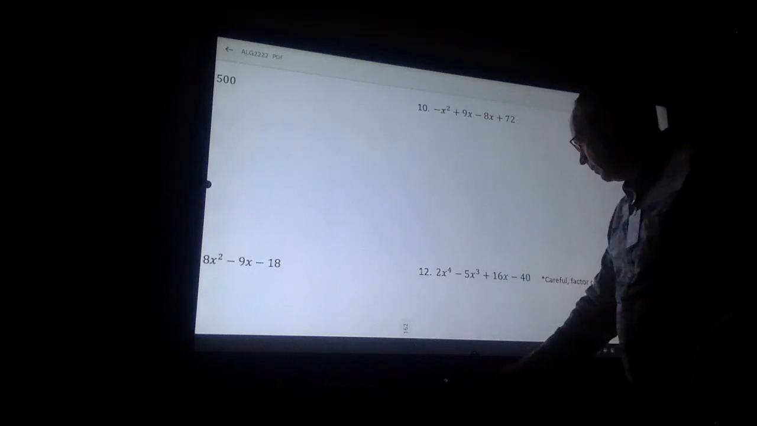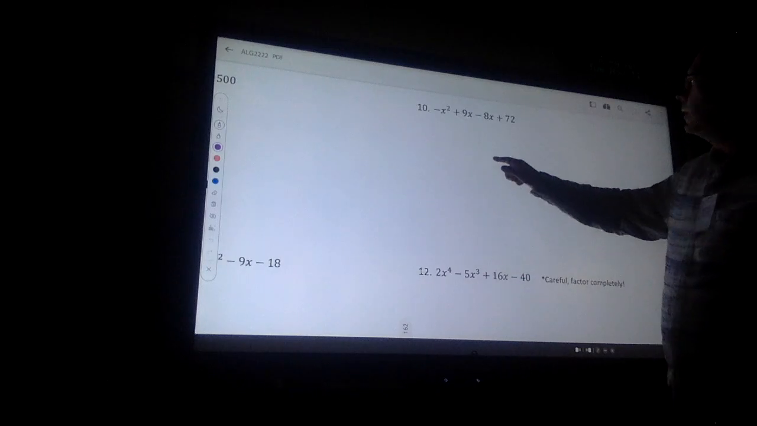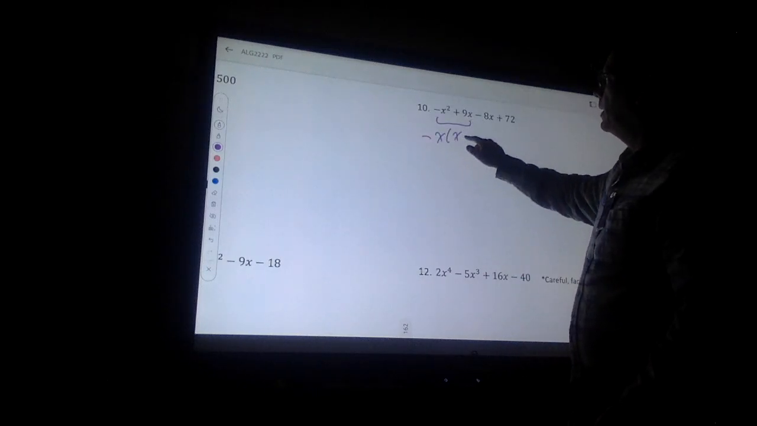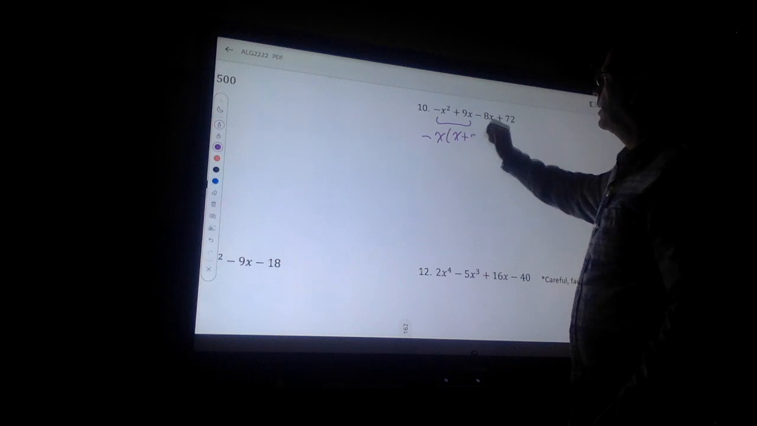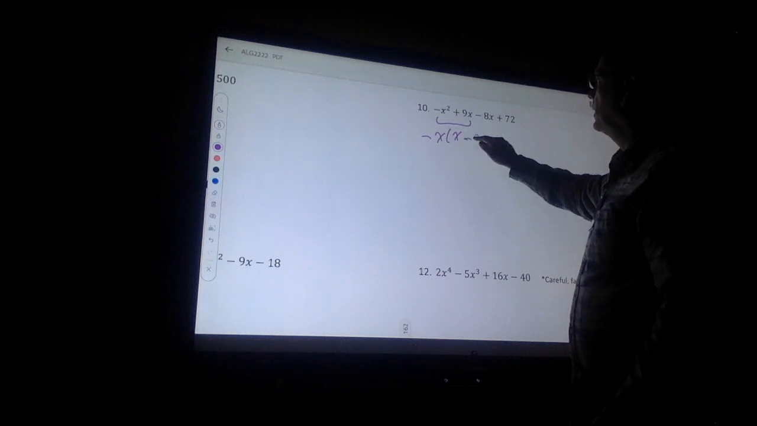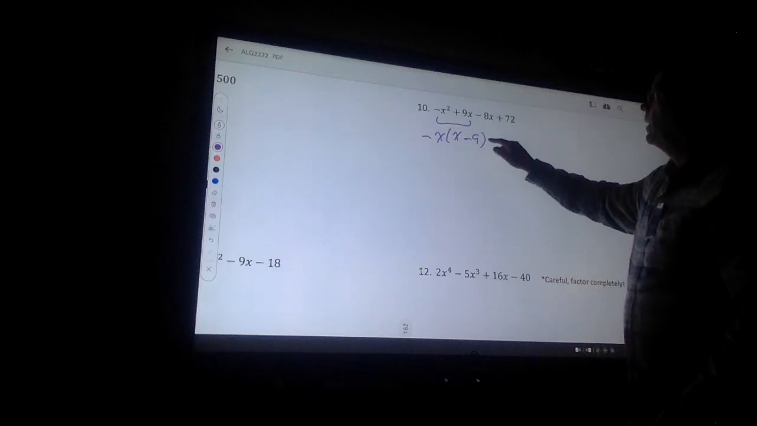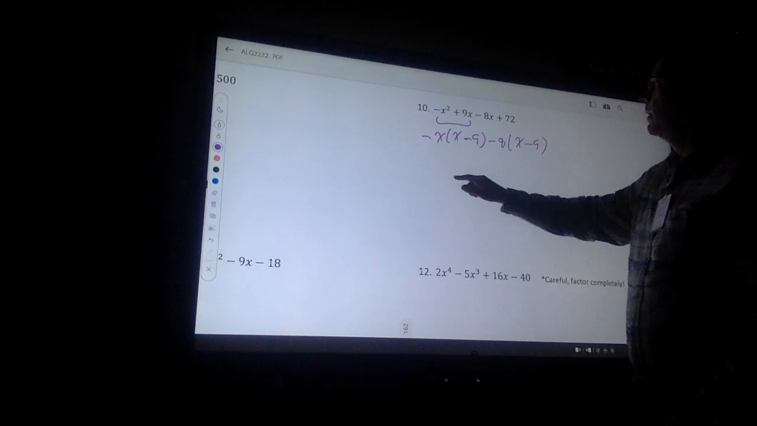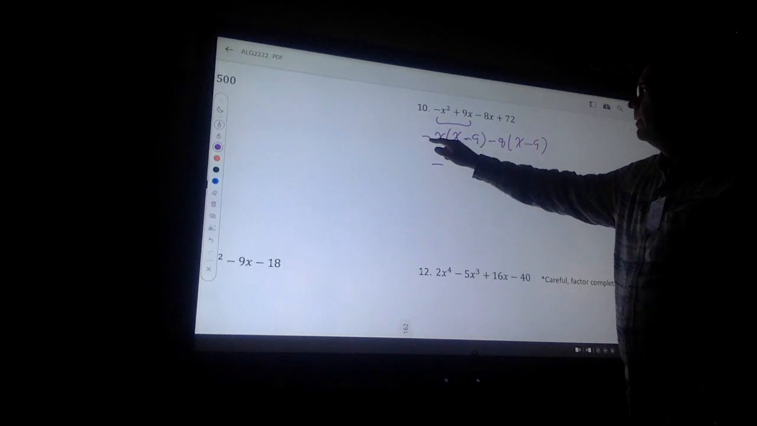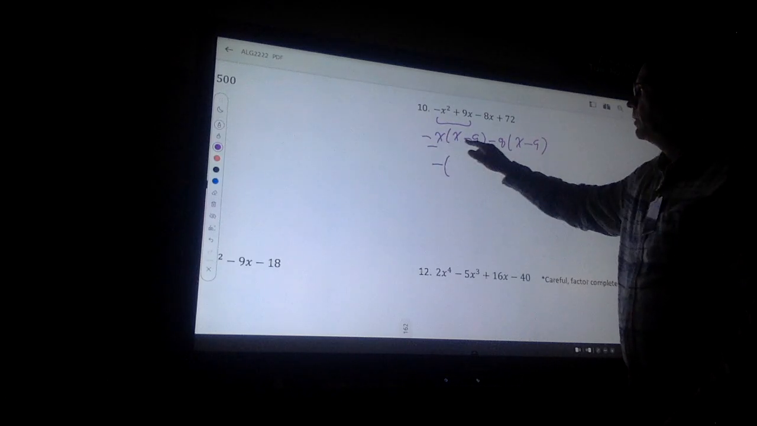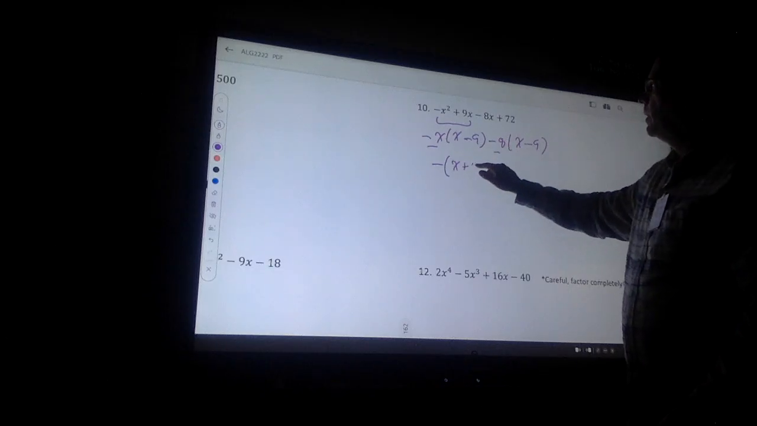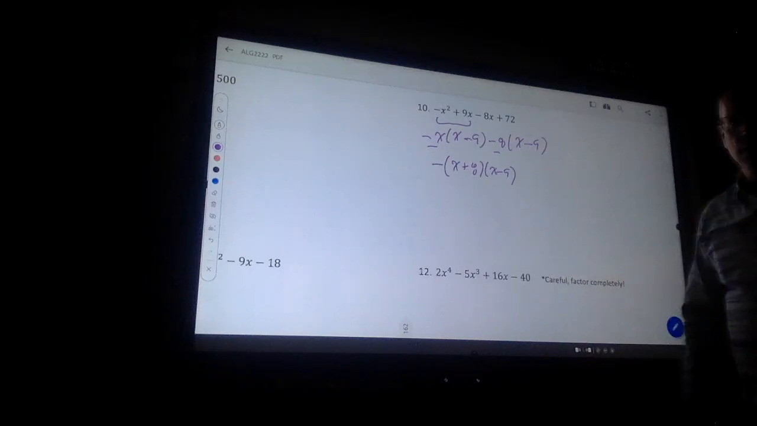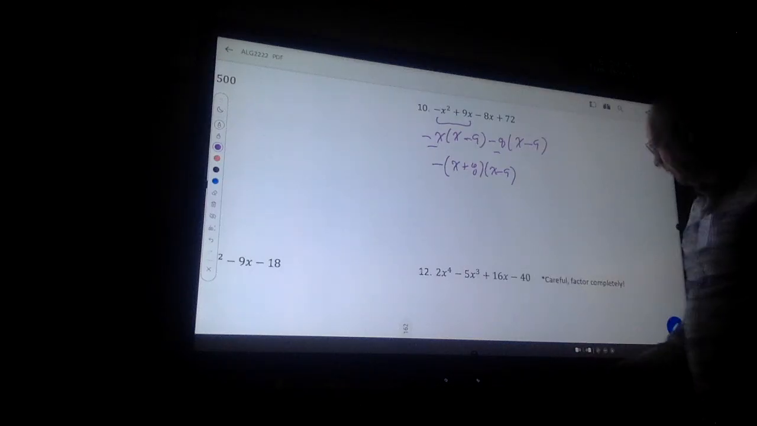Let's take a look at number 10. So I'm going to factor out a negative x. That's going to leave me x plus x minus 9. I'm going to factor out a negative 8. That's going to leave me an x minus 9. So then I'm going to get negative, and I'm going to change both of these signs, x plus 8 and x minus 9. A little trickier one to figure out.